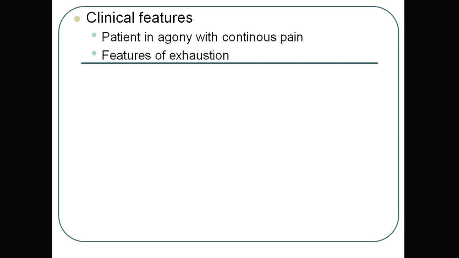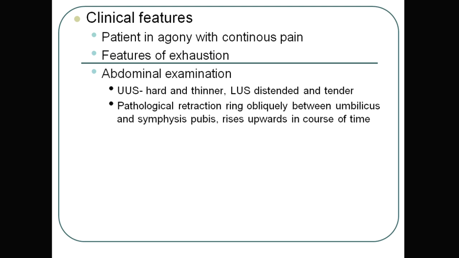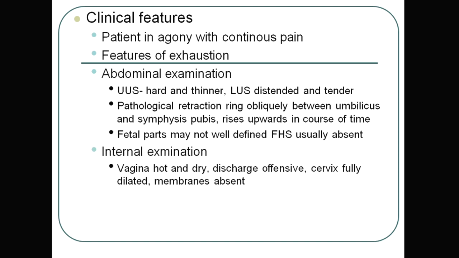Clinical features of obstructed labor include the patient is in agony with continuous pain, features of exhaustion. Abdominal examination shows upper uterine segment hard and thinner, lower uterine segment distended and tender. Pathological retraction ring lies obliquely between the umbilicus and symphysis pubis and rises upwards in course of time. Fetal parts may not be well defined, FHS usually absent. Internal examination shows vagina is hot and dry, discharge is offensive, cervix fully dilated, membranes absent.